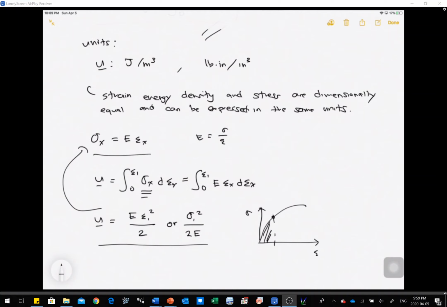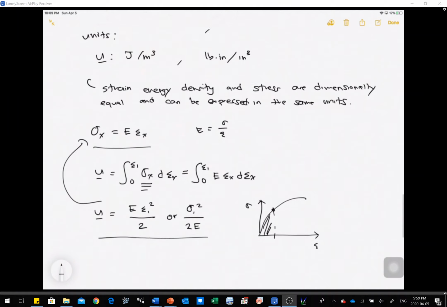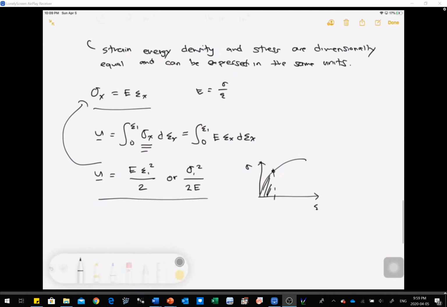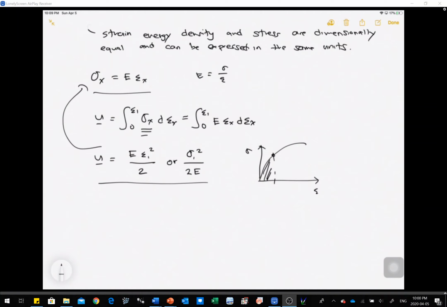Now that we know the description of our strain energy and strain energy density, let's define other terms which may not be useful to your exam, but it's good to know that they exist. So the first thing is your modulus of resilience. What do you mean by modulus of resilience? If we talk about resilience, we are talking about the elastic property.